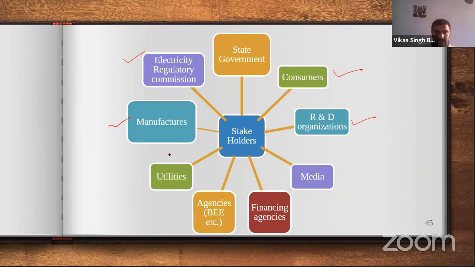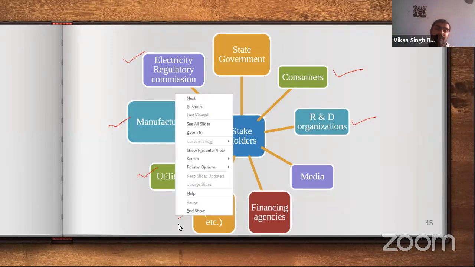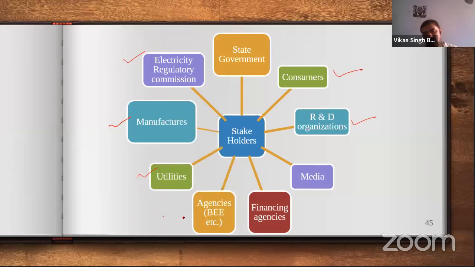Utilities need to follow DSM. Agencies need to promote DSM programs by giving some incentive or proposing some incentive plan. Then financial agencies should come forward to finance demand side management programs, because implementation of any DSM program will require some finance, and that finance can be supported by financing agencies.